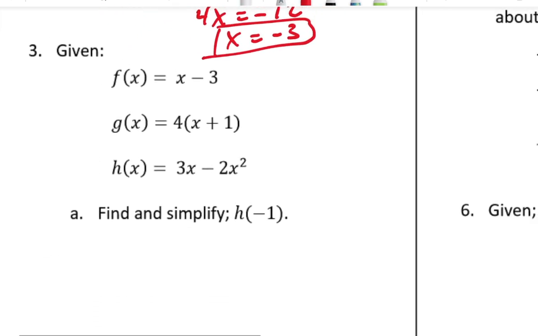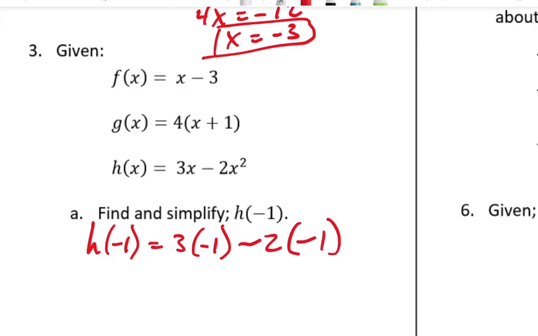Okay, 3 is multi-parts. The first part is finding h of negative 1. H of negative 1 means substitute negative 1 wherever you see an x. And then we're going to use PEMDAS to evaluate. So 3 times negative 1, negative 3. And before we multiply with negative 2, we're going to square negative 1, and that gives us positive 1. And multiplying that by negative 2 is not going to change it, so we should just get negative 5.